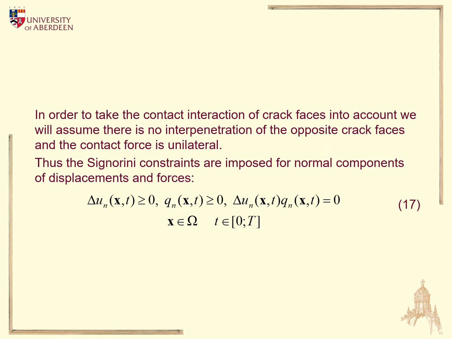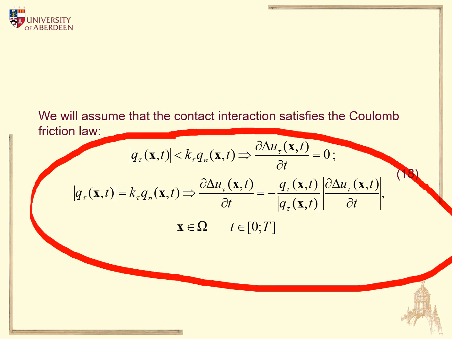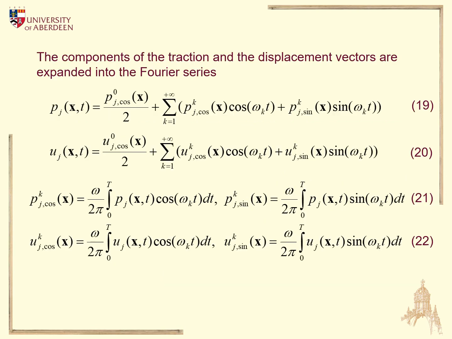In order to take the contact into account, we use the following constraints. So we have Signorini constraints for normal components of the solution, which simply means that there is no interpenetration of crack faces. And for tangential components, we have the Coulomb friction law, which means that there is no slipping if the friction force is high.